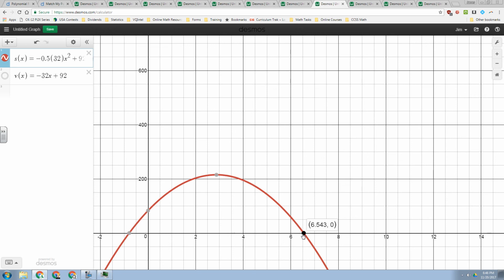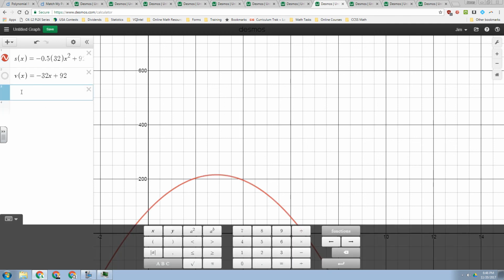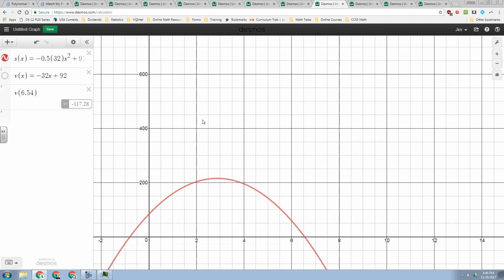Now, Part C asks, determine its vertical velocity when it hits the ground. Now I've got my formula, and I can plot it, but an easier way to do this would be to say, all right, well, I've got my value, so I plug in 6.54, and Desmos will just give me that number, which is negative 117.28, and that is in feet per second.